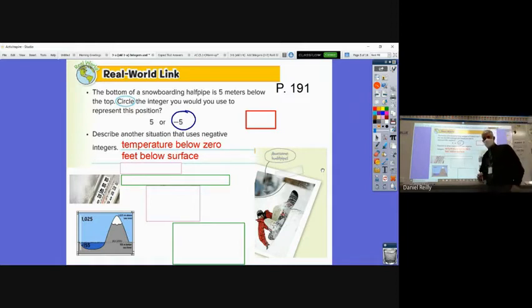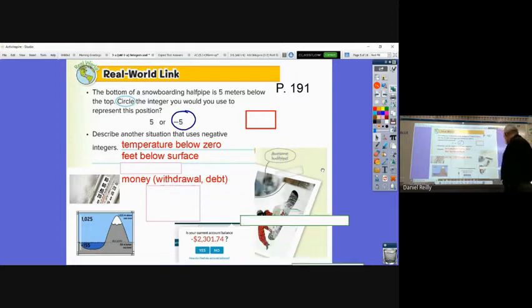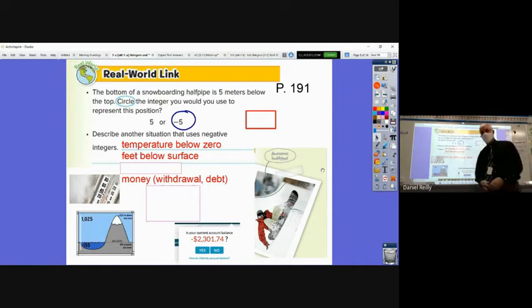Where else do we use positive and negative numbers? What other places in the real world? Any guesses? Money. Taking money out of your bank account or adding money into your bank account. Sometimes you'll have a negative balance in your bank account. That means you owe money, right? Yeah, it's a bad thing. That means you owe money.